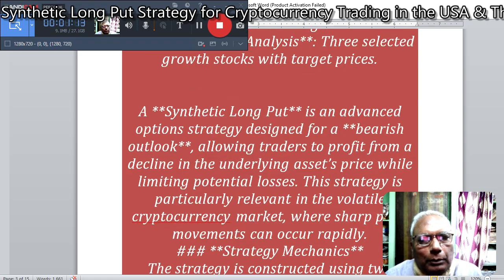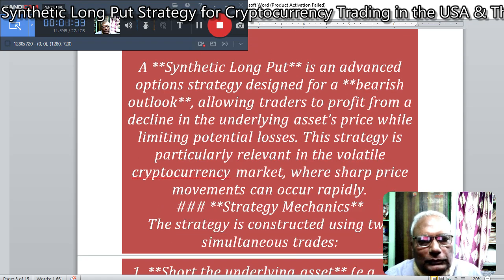A synthetic long put is an advanced option strategy designed for a bearish outlook, allowing traders to profit from a decline in the underlying asset's price while limiting potential losses. This strategy is particularly relevant in the volatile cryptocurrency market, where sharp price movements can occur rapidly.